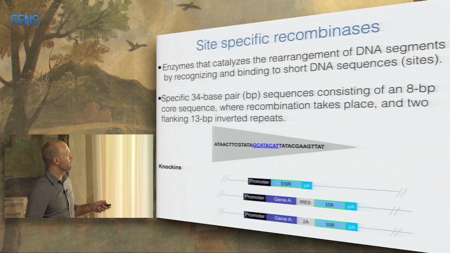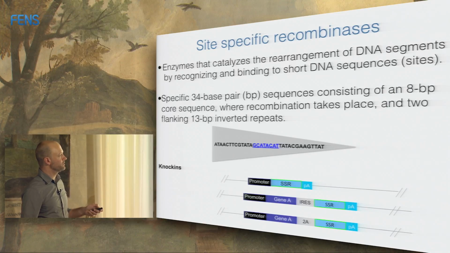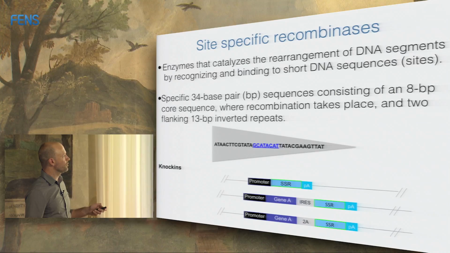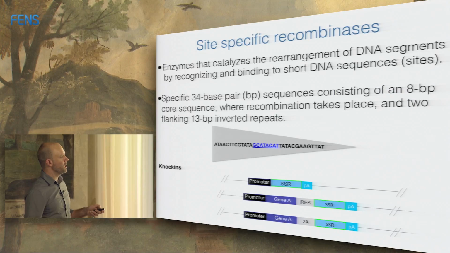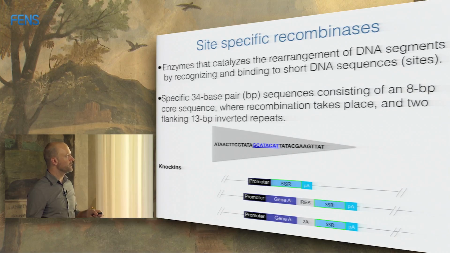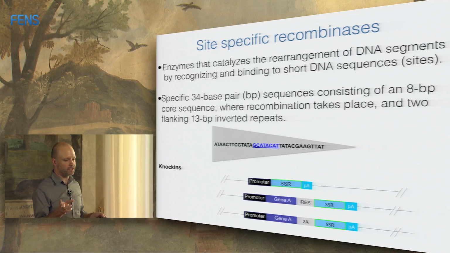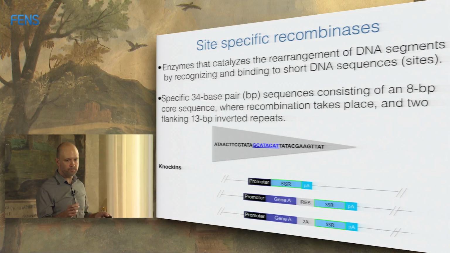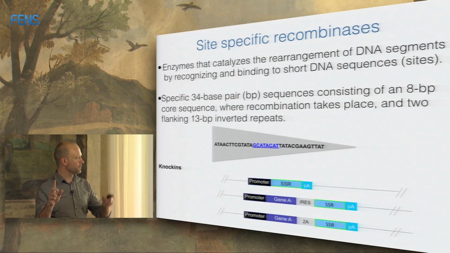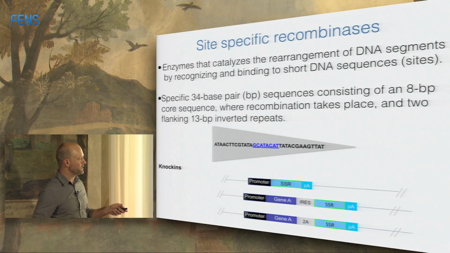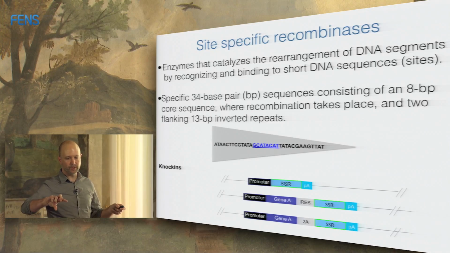For example, with Cre recombinase, there's a 34 base pair sequence consisting of an 8 base pair core sequence flanking these two 13 base pair inverted repeats. And this recognition sequence is what this enzyme, Cre recombinase, recognizes and can catalyze, depending on the configuration, either the excision of a particular sequence of DNA or an inversion. So essentially it can take a known sequence of DNA that's located between these sites that it recognizes, which are called lox sites for Cre, and it can flip it into a different orientation.